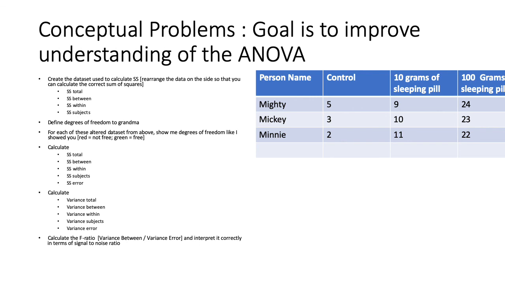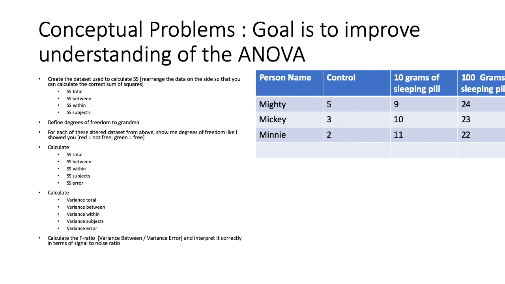And then your subjects data set, it's a lot like your between data set, except that every participant now, Mighty, is going to have all the same numbers for the control, the 10 gram, and the 100 gram sleeping pill condition. Mickey's going to have the same 3 numbers for those 3 conditions, and Minnie's going to have those same 3 numbers for those same conditions, because what we're doing here is we're saying, hey, the average sleeping of these people is measurable, and it's a source of error variation that we can pinpoint and get rid of.